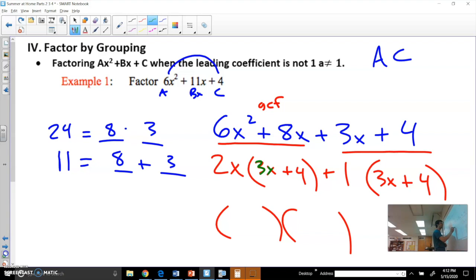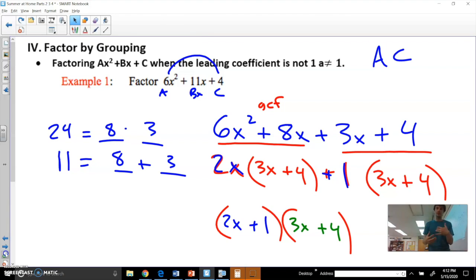3x plus 4 has repeated itself. It is in both of my GCF factoring parts, and that actually makes up one of my answers. And you can put it in either one, it doesn't matter. But what you took out of each one, that 2x that you had in the front, that plus 1, that creates your other binomial. And so this is now successfully factored.